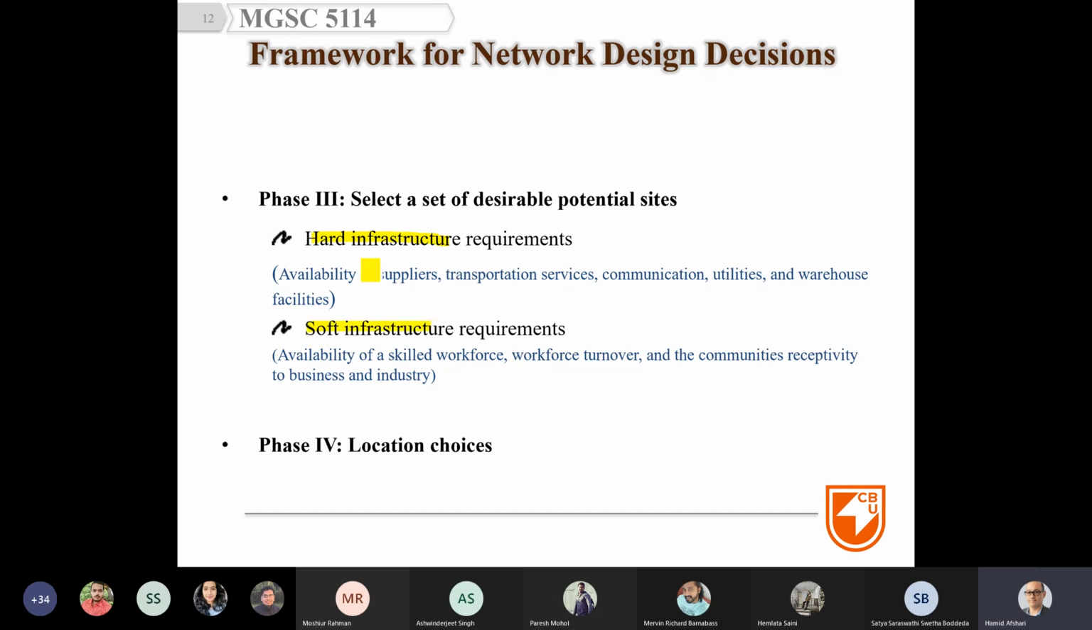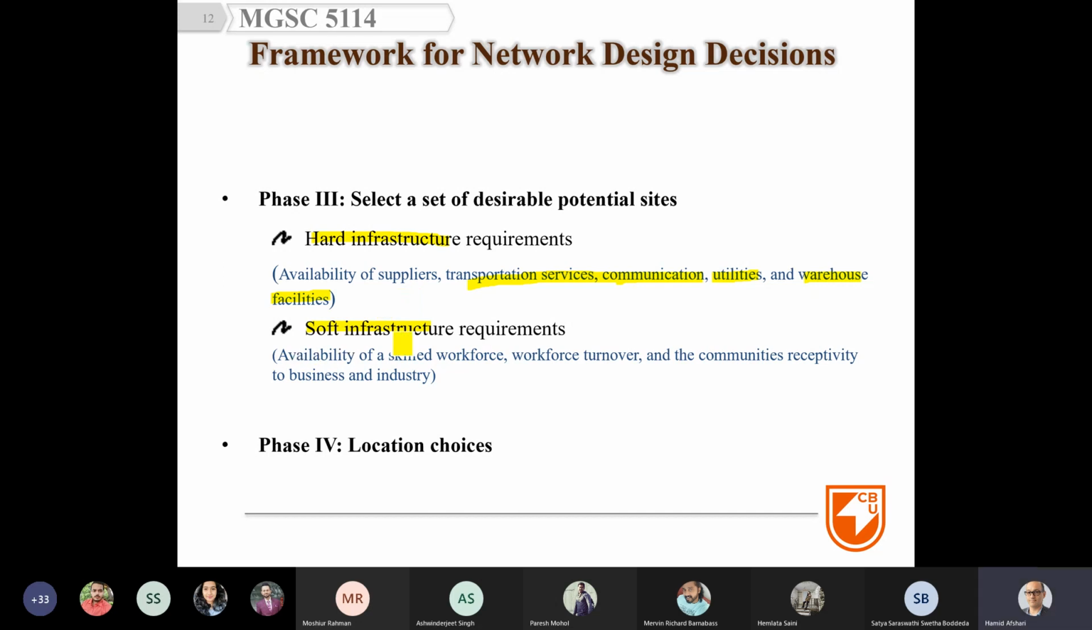What do we mean by hard infrastructures? These are things like availability of suppliers, transportation services, communication services or technologies, utilities such as gas, electricity, water, and also warehouse facilities. These are basic, and they are mostly physical. Do you feel them? They're mostly physical items that are available.